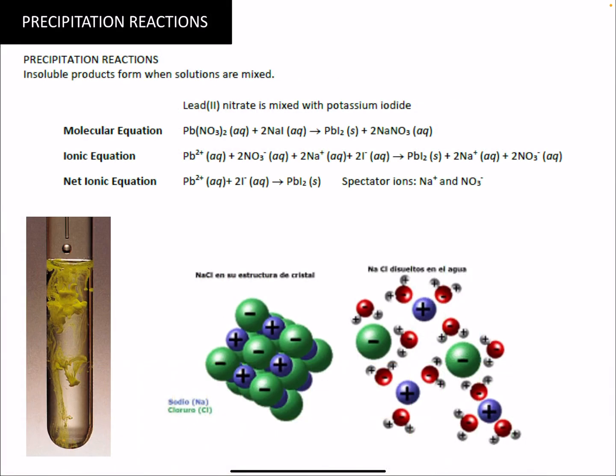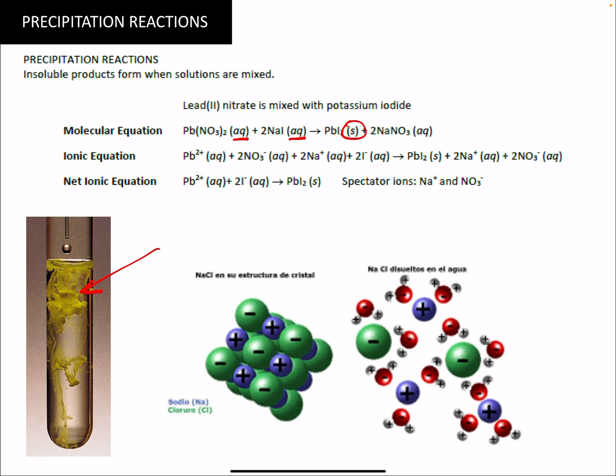Here's an example of a precipitation reaction. Insoluble products form when solutions are mixed. So remember, what we're seeing is aqueous things react with aqueous things to give us a solid and then something else. This is a classic example. This yellow stuff is lead iodide.